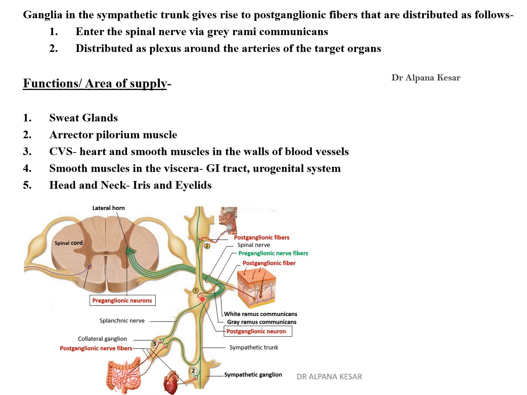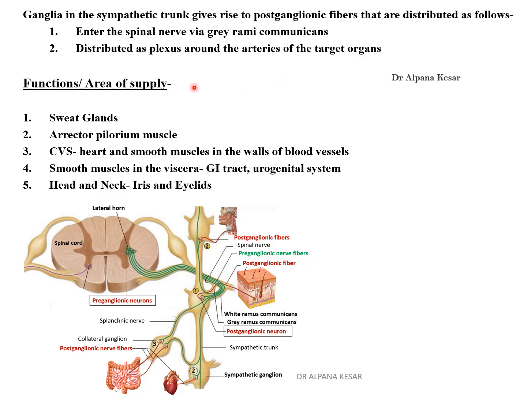The postganglionic fibers that arise from the sympathetic ganglia are distributed by one of two means. Either they enter the spinal nerve via gray rami communicans and are distributed along with the spinal nerve, or they are distributed as a plexus around the arteries to reach the target organs.